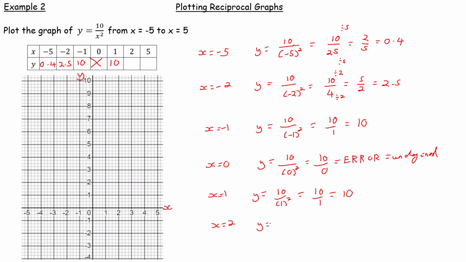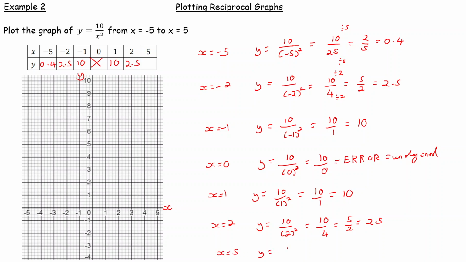So y is equal to 10 over 2 squared, and 2 squared is 4. 10 divided by 4, again, we can simplify it. It's the same thing as 5 over 2, which is equal to 2.5, which goes in here. Your last one, x is equal to 5.